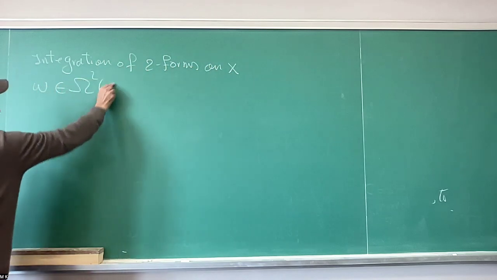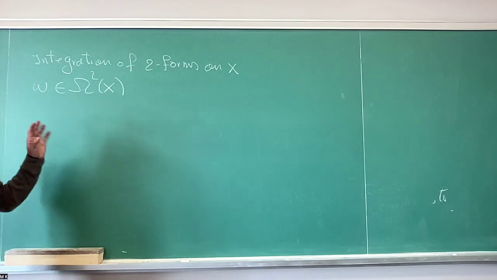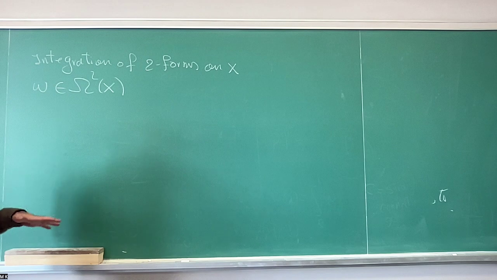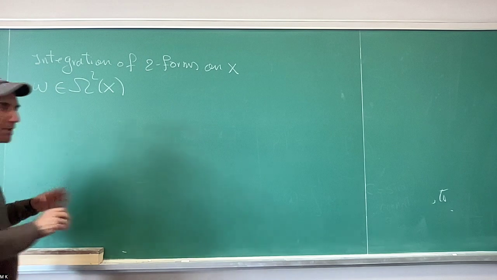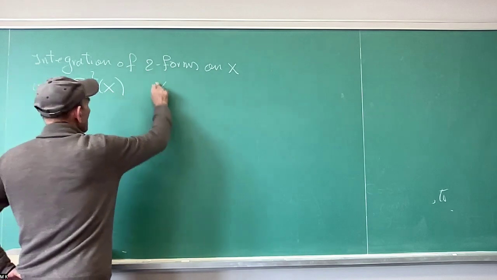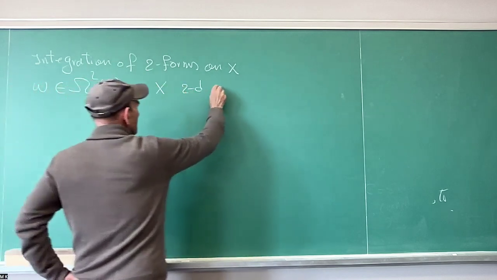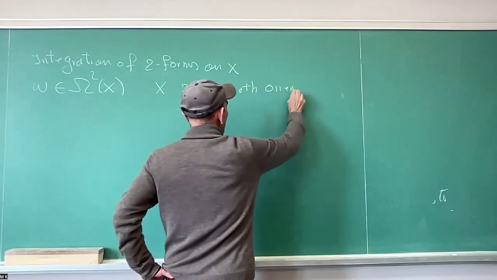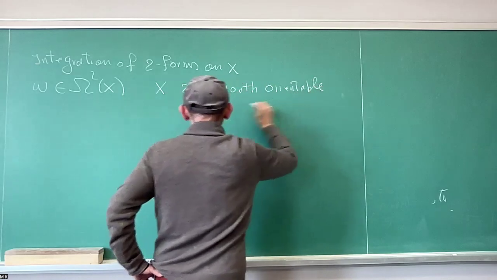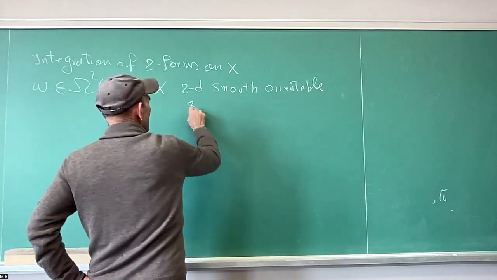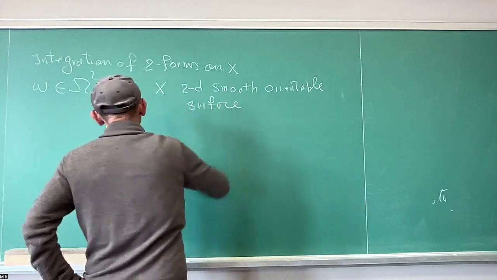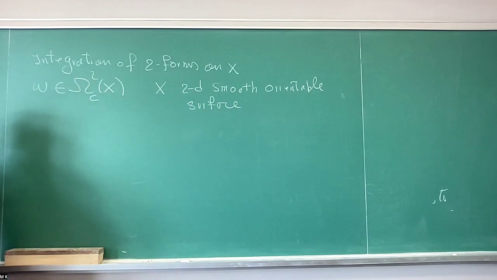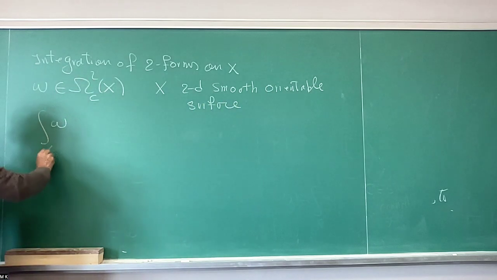belongs to omega 2 of x. Now you can imagine x is two-dimensional. I don't even assume there is a Riemannian or complex structure. It's just a smooth surface. X is a 2D smooth orientable surface. And this omega maybe has compact support, right? So it's just with compact support, and we want to define this integral of omega over x. So what is that?